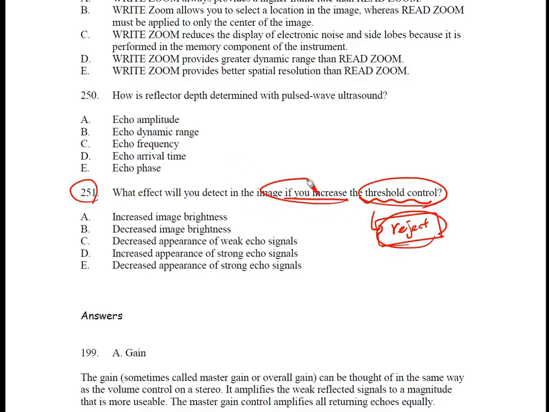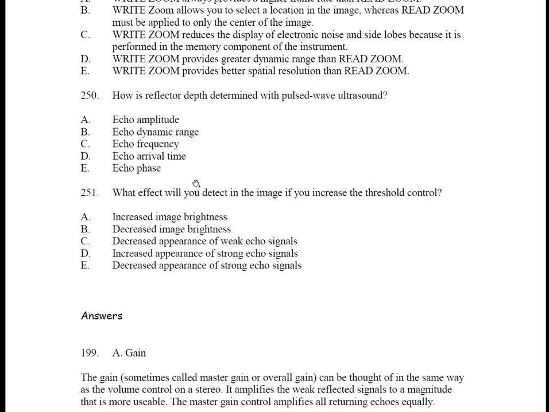This question asks what effect occurs when you increase the control here. So the correct answer is to choose option C. Therefore, you can see that the weak echo signals gradually disappear. With this, we've gone through the overall questions related to the equipment. Now, let's move on to the next part and continue solving the questions.